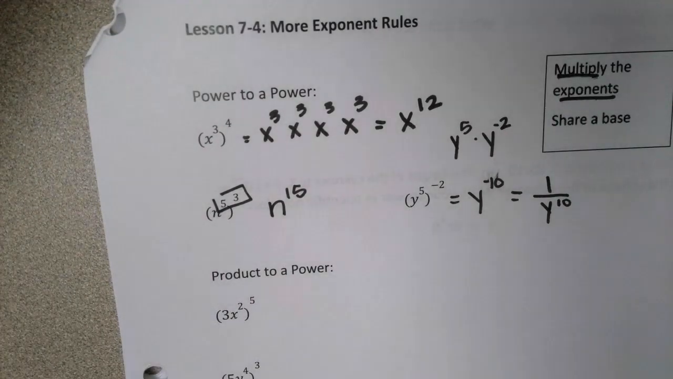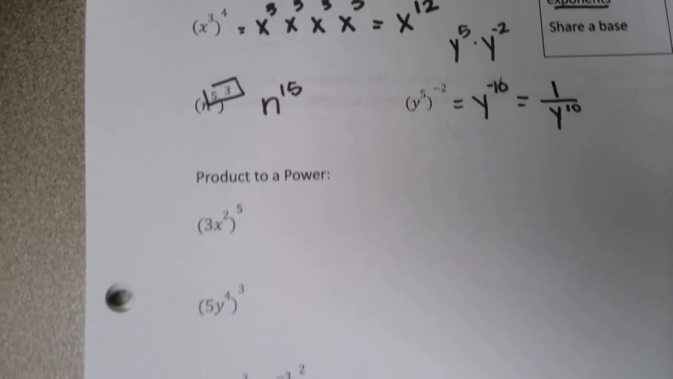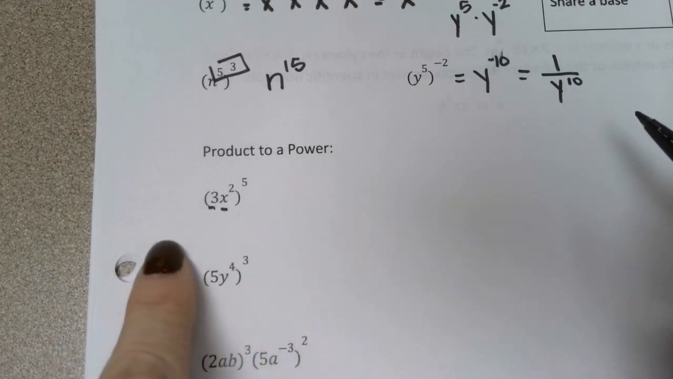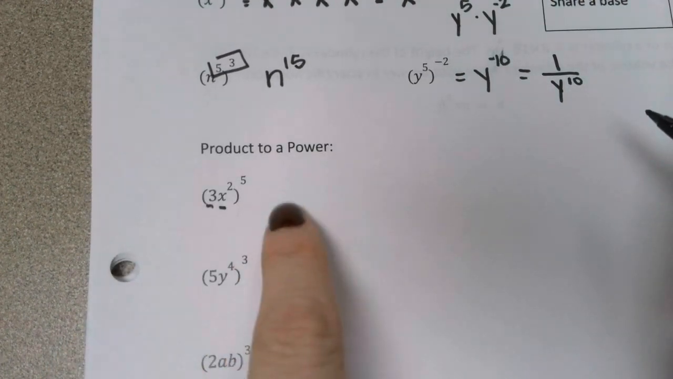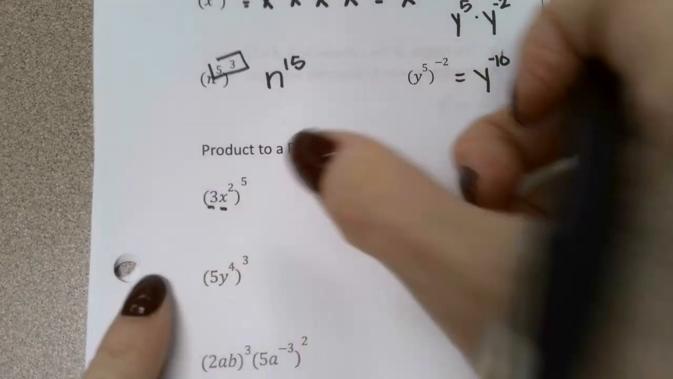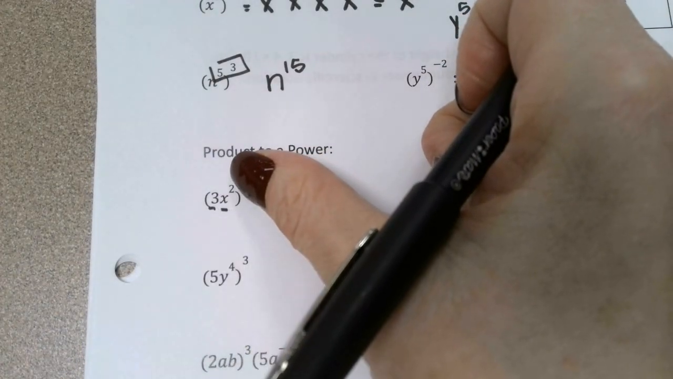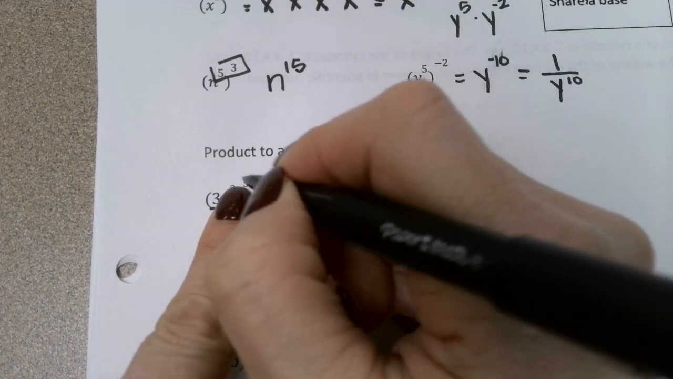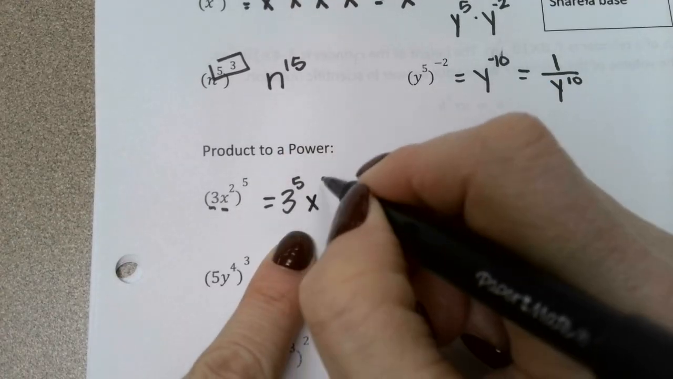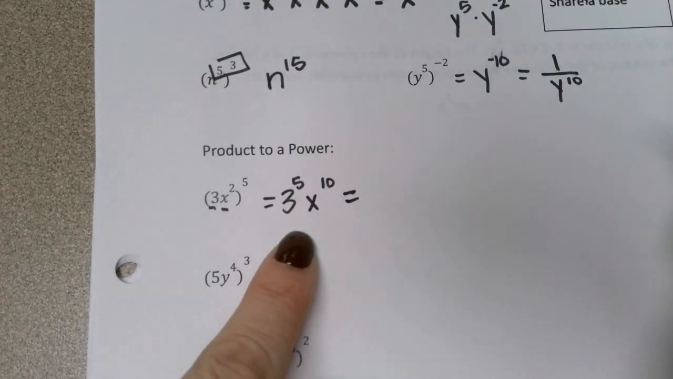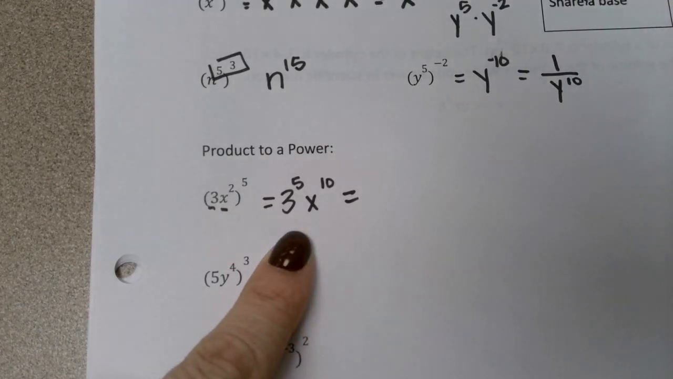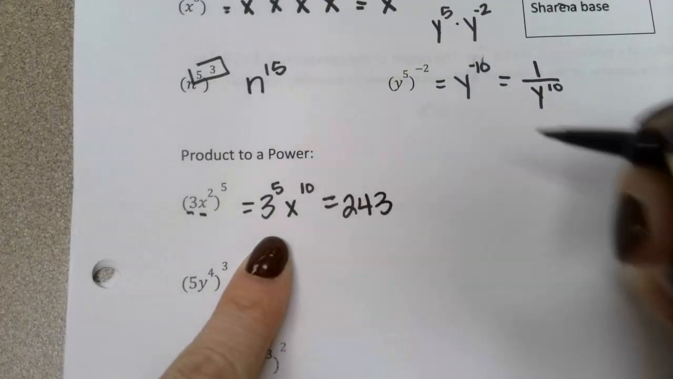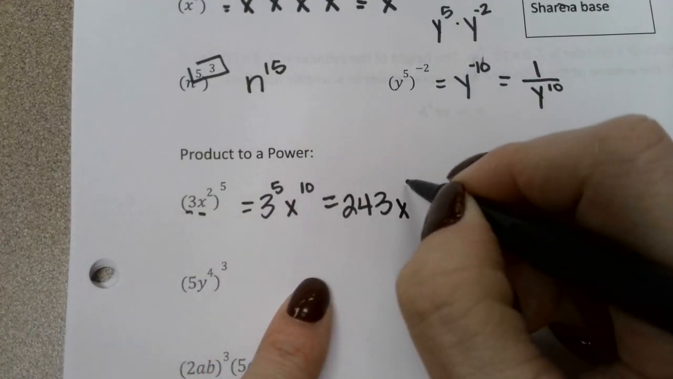Now here, when you have more than one number or variable inside your parentheses like this, they're both affected by that 5. You imagine that this is being repeated 5 times out. So you'd say there's a 3 to the 5th because that's being repeated out 5 times. And there's an x to the 10th, like that. I have to think of 3 to the 5th, I think. Yeah, 243. And then I've got x to the 10th after that.